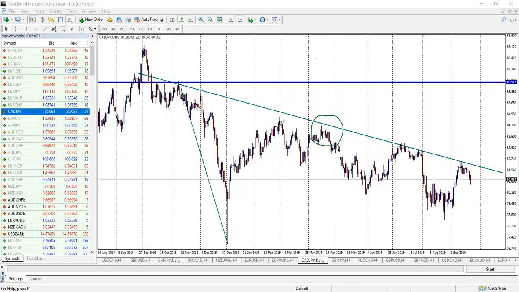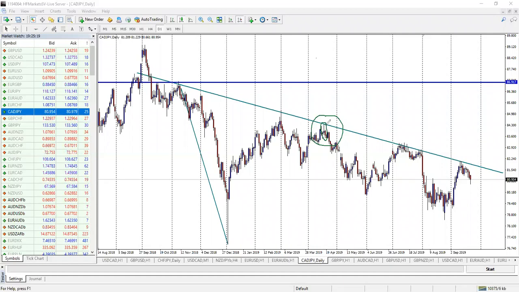Even this one here, we had a pin bar formed. This one is very clear. You see this one, guys? You can see a rejection just at the dynamic resistance, but we have a pin bar there. Pin bars are reversal candlestick patterns that tell us that the previous trend of the market has now lost momentum, and now the market might reverse anytime soon.